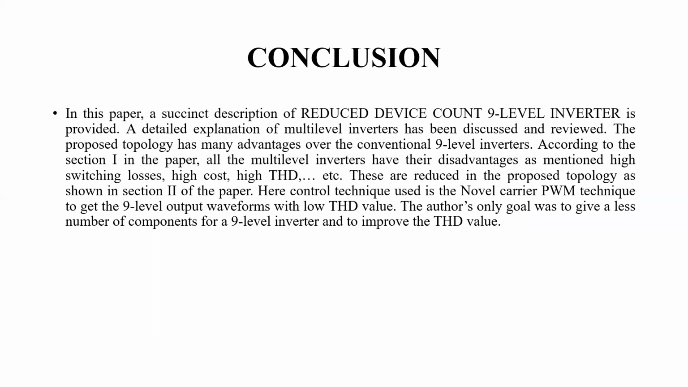Coming to the conclusion, from this paper we can get a succinct description of the reduced device count 9-level inverter, and a detailed explanation of multi-level inverters has been discussed and reviewed. The proposed topology has many advantages over the conventional 9-level inverters. According to section 1 in the paper, all the multi-level inverters have their disadvantages: high switching losses, high cost, high THD value, etc. These can be reduced in the proposed topology as shown in section 2 of the paper.